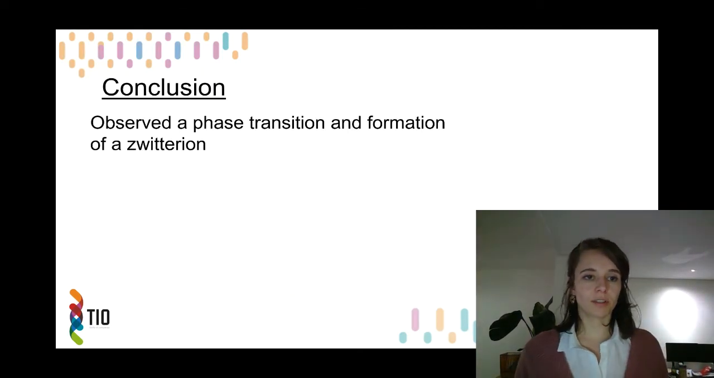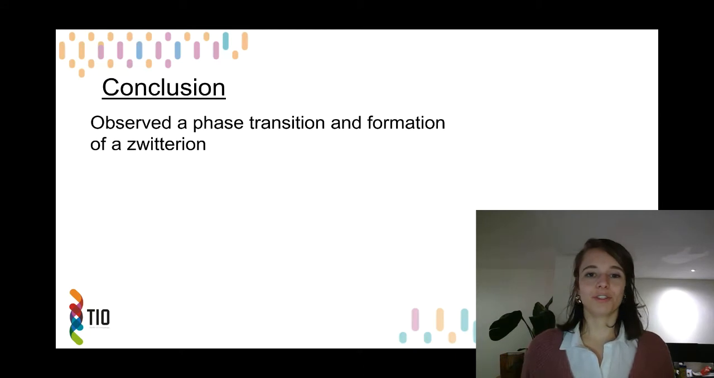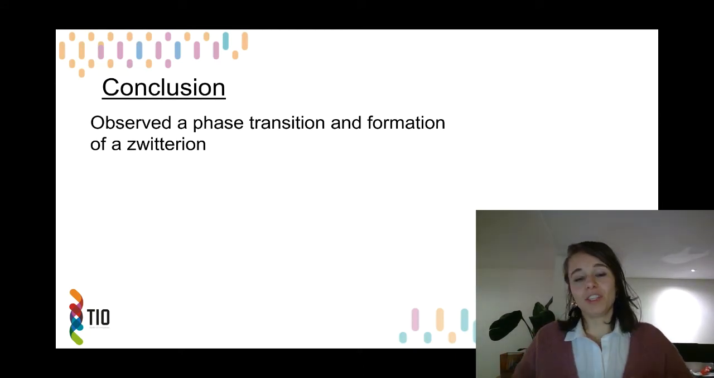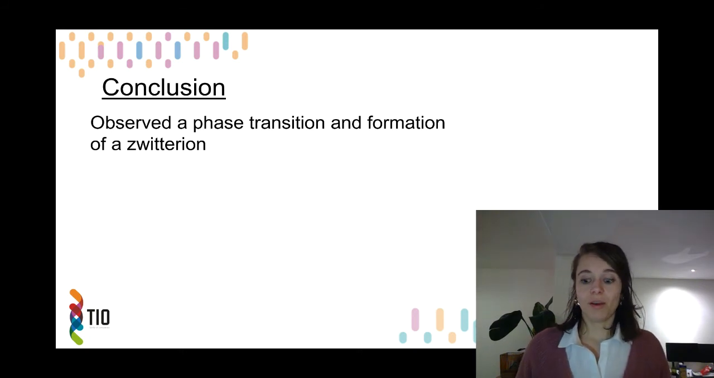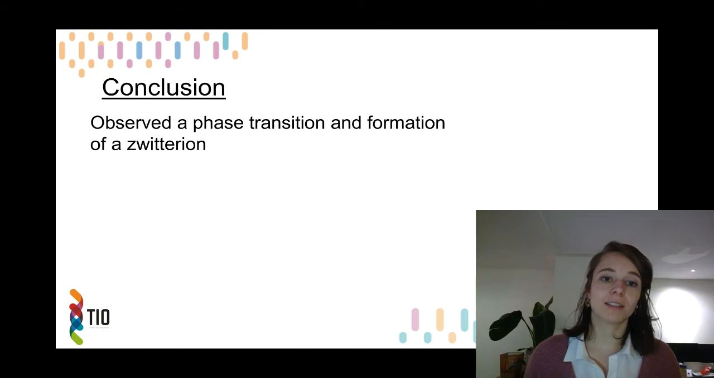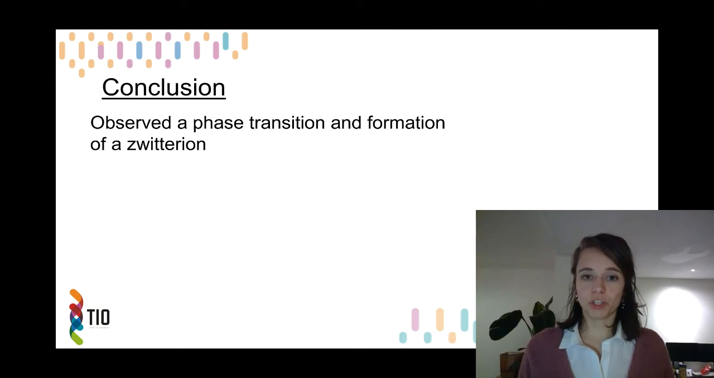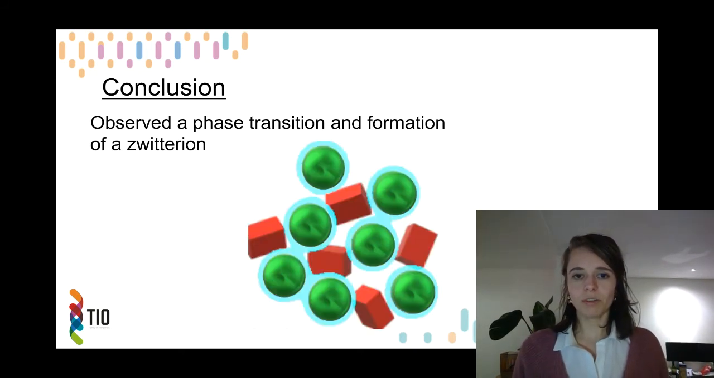So in short, what did we find? Well, we saw a phase transition and formation of a zwitterion. And we saw that the physical transition was not only visible with our eyes, but also with our techniques. And it's because the crystalline structure of EM is disappearing. And this transition is dependent on the moisture content of SSG, which can be seen here.